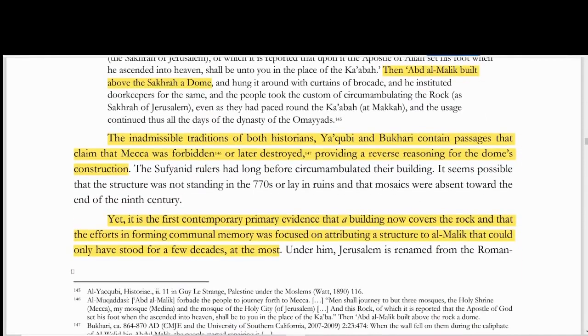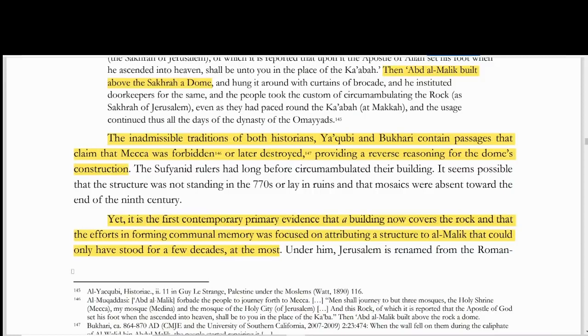The inadmissible traditions of both historians, Yaqubi and Bukhari, contain passages that claim that Mecca was forbidden, or later destroyed, providing a reverse reasoning for the dome's construction. The Sufyanid rulers had long before circumambulated their building. It seems possible that the structure was not standing in the 770s or lay in ruins, and that mosaics were absent towards the end of the 9th century.